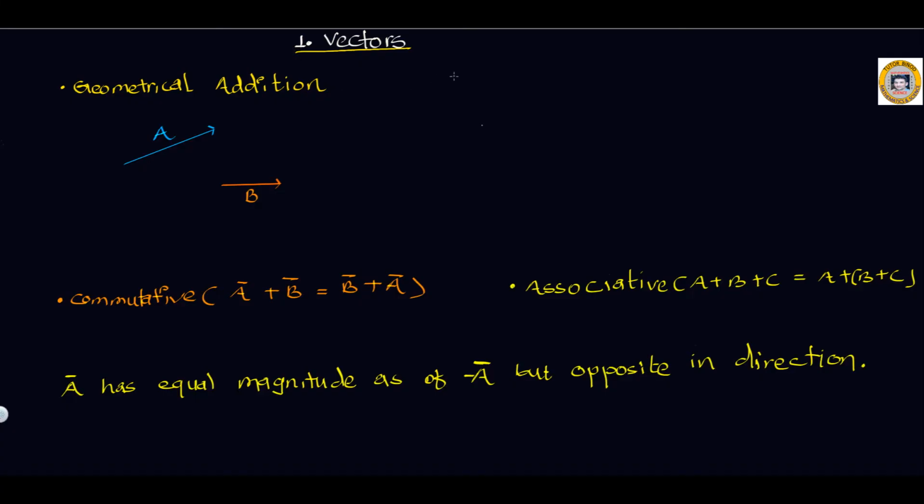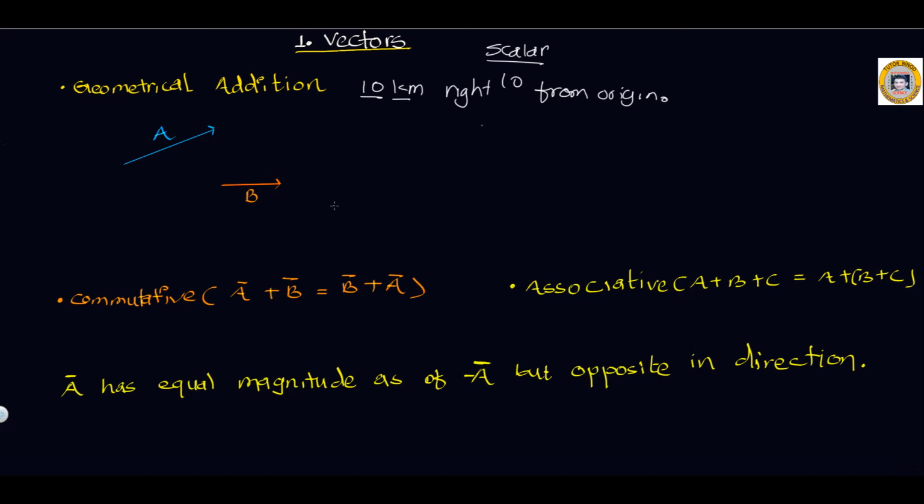We have two kinds of physical quantities. One is scalar and one is vector. Scalar has only magnitude. Vector quantity has both magnitude and direction. So whenever we are dealing with vectors, we should remember that we should include both magnitude and direction. We have to understand how to geometrically add or subtract vectors.